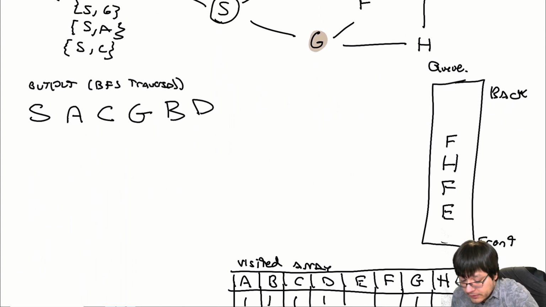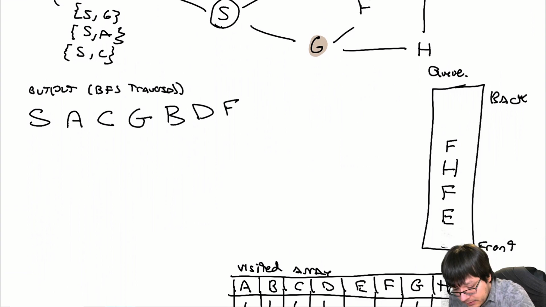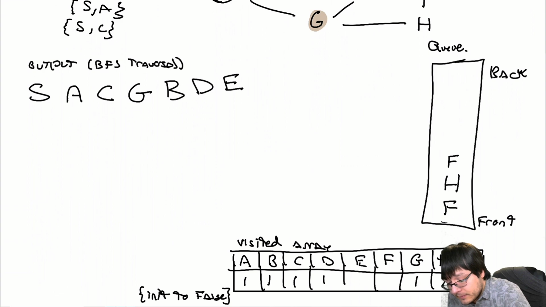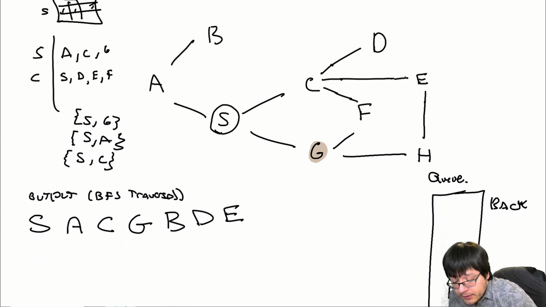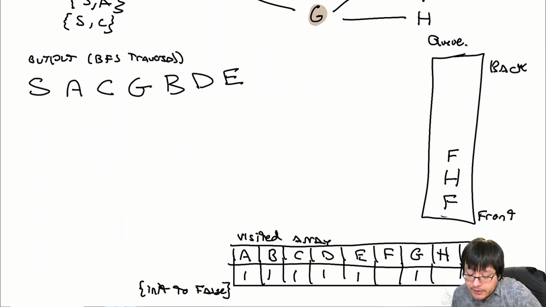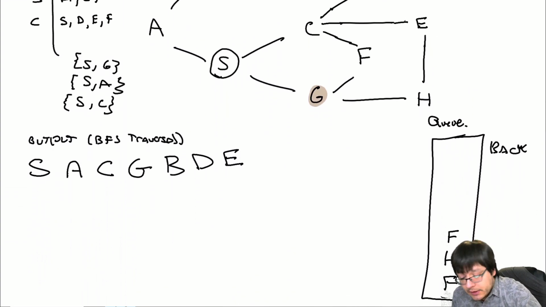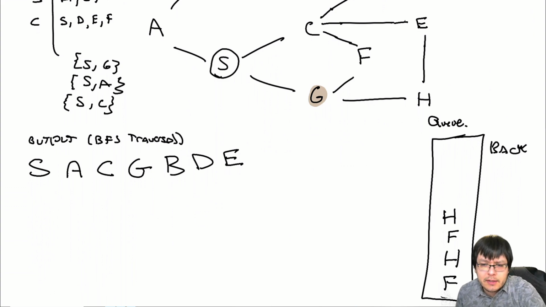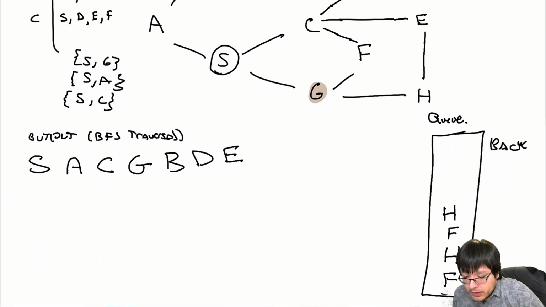All right, so let's take out the next one. Let's take E out. E for easy, easy test, right? Okay, mark E. And E is going to two places, C and H. C has already been visited. H has not been visited. So technically, if you see that it was already there, you wouldn't add it. But we're going to add it just to show you that it's not a problem. Okay, we're done with E.